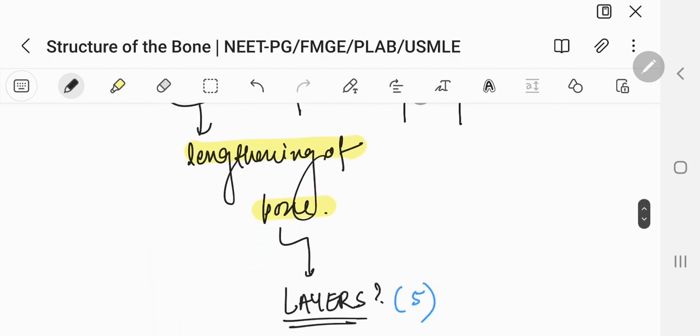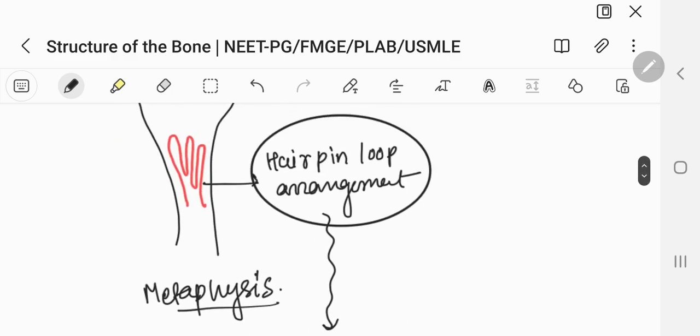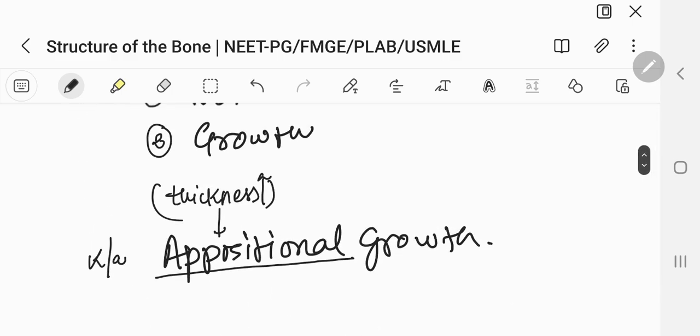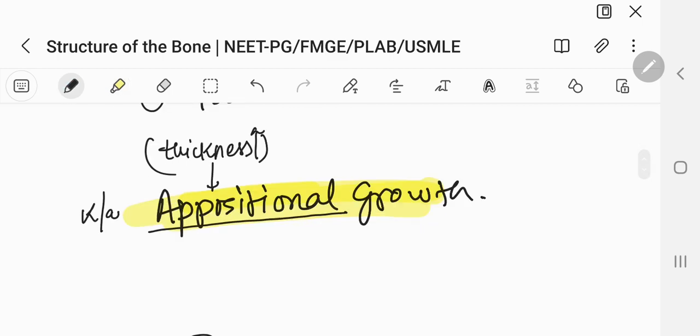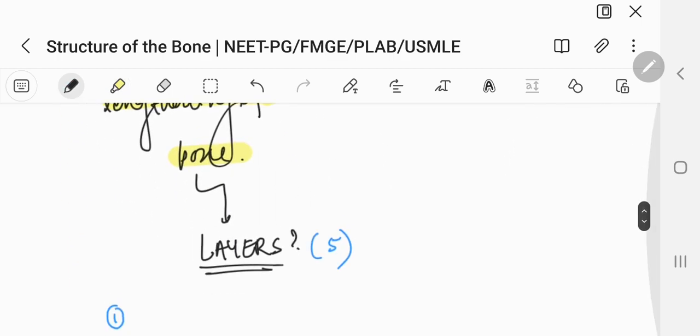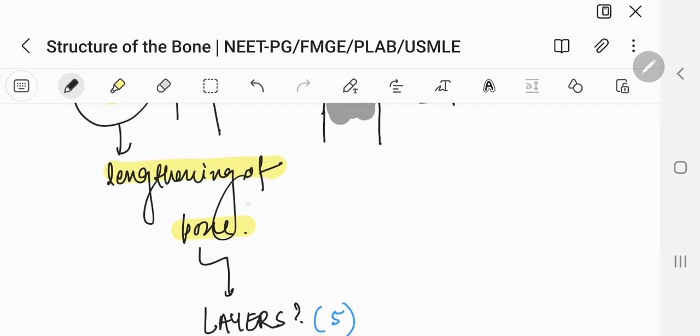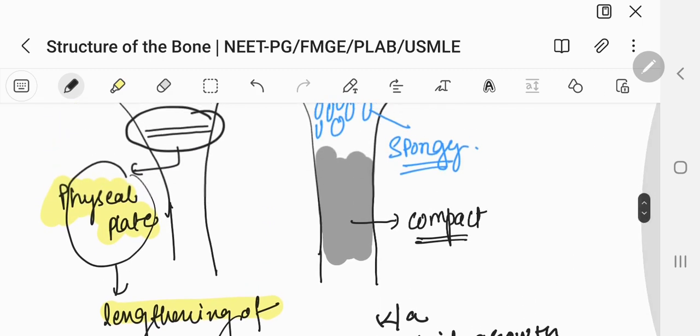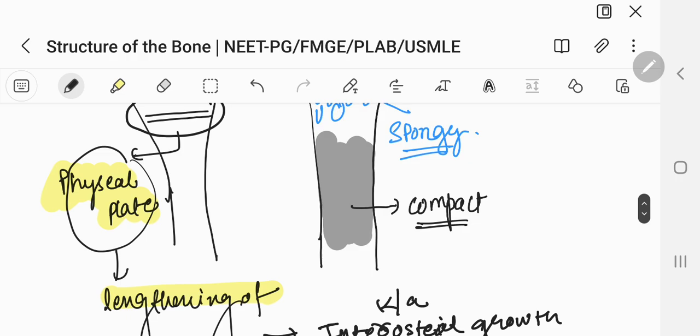Now we also saw that when there is a thickness increase of the bone, we call it appositional growth. Now when there is an increase in length of the bone, what do we call it? We call it interosteal growth. Okay, so there are questions that arise from the physeal plate as well.